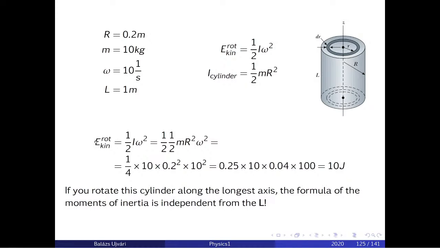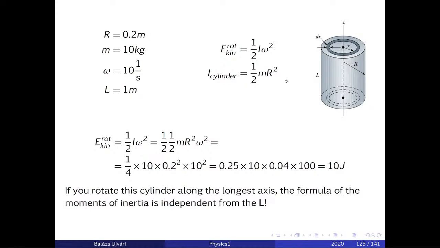So the rotational kinetic energy is 1 over 2 times the moment of inertia times the angular velocity squared. Just write 1 over 2 mr square instead of the capital I. We have all the parameters we need. So 1 over 2 times 1 over 2 is 1 over 4, times 10 times 0.2 square times 10 square. So this is the mass, radius square, omega square. If you do all this calculation, that's 10 joule.